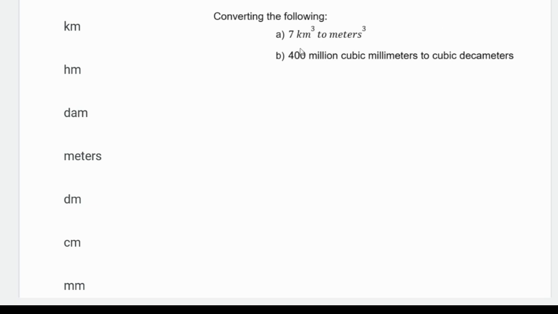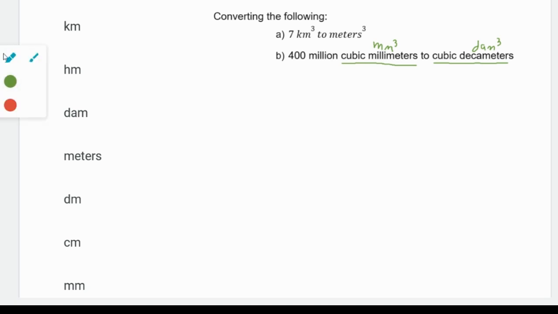So we're asked these two questions. First, we're asked to convert 7 kilometers cubed into meters cubed. And then down here, we're asked the same question, just with different notation. So it says 400 million cubic millimeters to cubic decameters. When you see it written like this, just be aware that this means the same thing as millimeters cubed, and this would be decameters cubed. So that's what this wording means if you've never really seen that before.